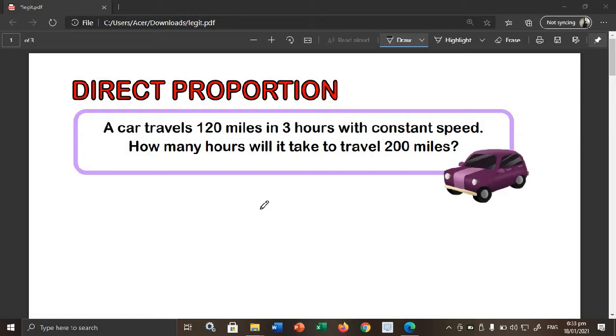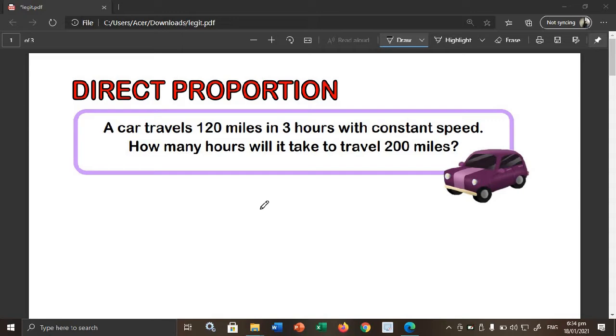The first one is what we call the direct proportion, and this is the sample problem for direct proportion. When we say direct proportion, it states that if one value increases, the other value also increases, or if one value decreases, the other value also decreases.